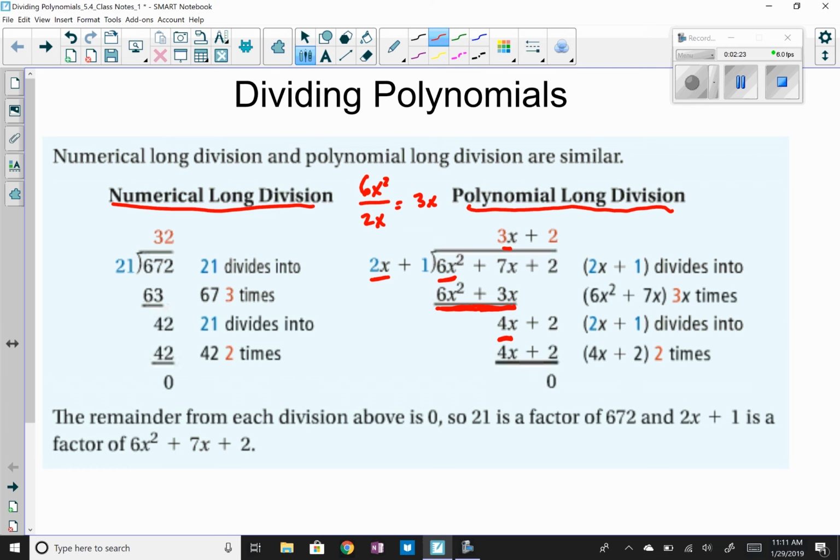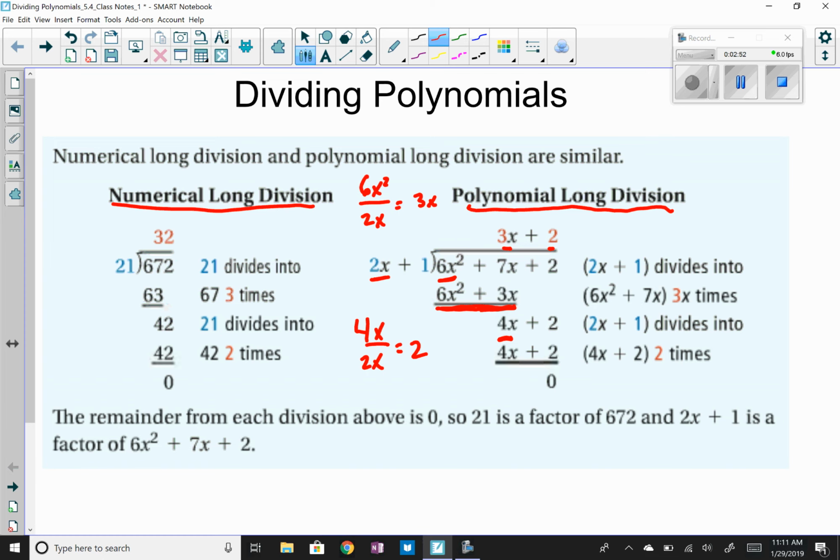So now we have this 4x, and we ask ourselves, well, what do we multiply to 2x to give us 4x? Or again, another way to look at it is 4x divided by 2x gives us 2. So we put the 2 up top here in the constant column. Distribute the 2 to the 2x plus 1. So 2 times 2x is 4x. 2 times 1 is 2. Take the remainder, and there's no remainder.